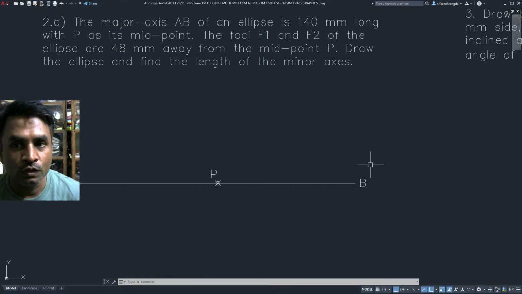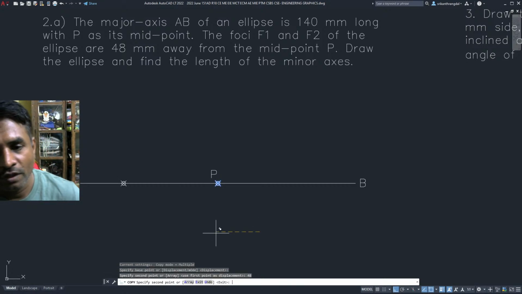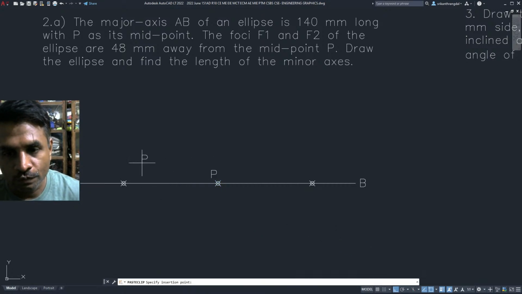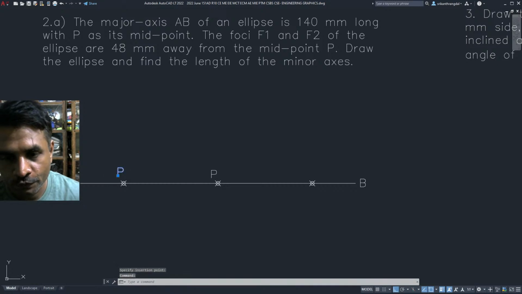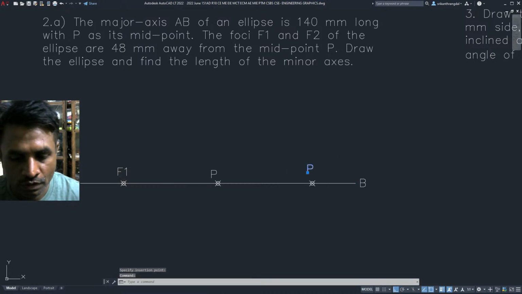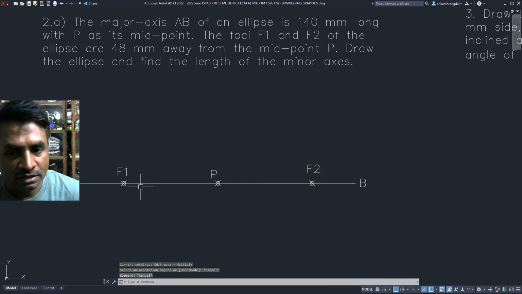And we have been told the foci F1 and F2 are both 48 mm away from the point. So from this point, we take a measurement. We take an offset in this direction of 48, and in this direction as well. These points that we just got are the foci. F1, and this side is F2. These are the foci.